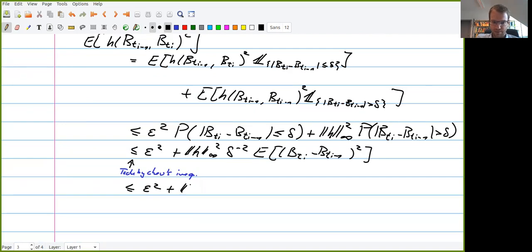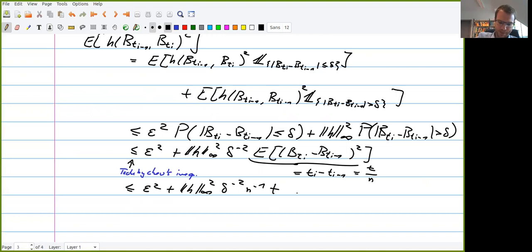So we have here the same as the line above. And now we have this, which is nothing else than the time increment from ti-1 to ti. And actually, we also know what this is. This is nothing else than t divided by n. So what we get here is t over n. Cool.